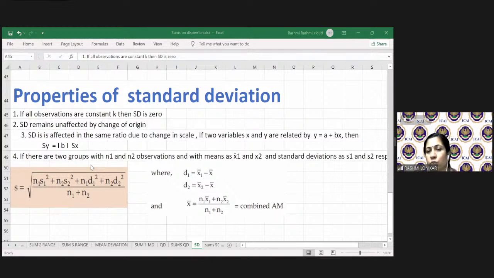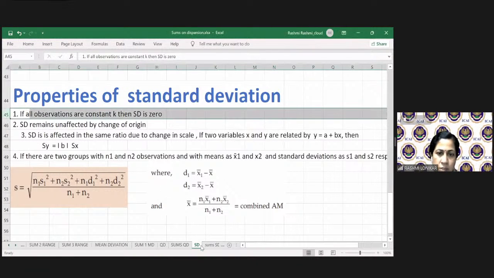Okay, so if two variables are x and y is equal to a plus bx, then s of y is equal to b into s of x. Fourth property is if there are two groups with n1 and n2 observations with mean x1 bar and x2 bar and standard deviation as s1 and s2, then the combined standard deviation is given by this formula. Okay. So now let us jump to the sums.